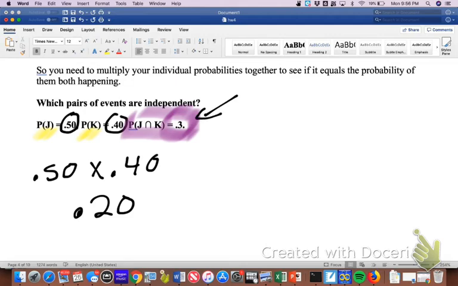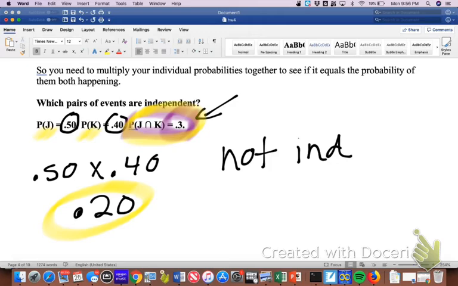So that means there's something about that relationship that, when the two of them happen together, makes it more likely to happen, because it's 0.3, than if they just happened independently. Because I multiplied their two probabilities together and got a different number from the probability of them both occurring, these are not independent. In other words, these are dependent on each other.